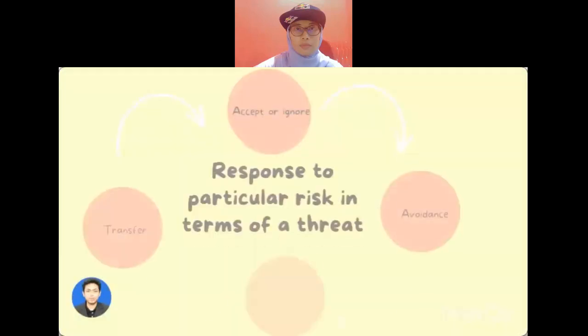Responses to a particular risk in terms of a threat may follow one of the following strategies. First one, accept or ignore. Choosing to accept or ignore a particular risk is a more passive approach to risk response. The project stakeholders can either be hopeful that the risk will not occur, or just not worry about it unless it does. It can make sense for risks that have a low probability of occurring or a low impact. However, reserve and contingency plans can be an active approach for risks that may have a low probability of occurring but a high impact.